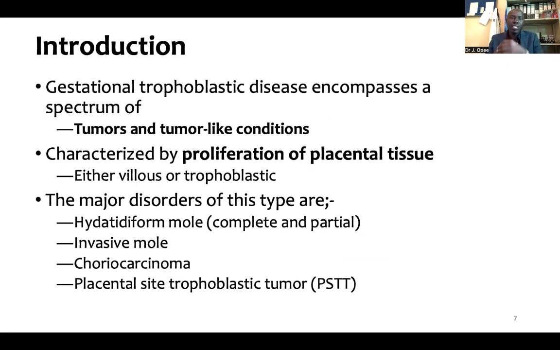Now, just to allude to this part of the introduction, gestational trophoblastic disease, of course, we know already encompasses the tumors and tumor-like conditions that are normally characterized by proliferation of placental tissues, which have either the villous and/or the trophoblastic tissues. And the major disorders in this category, I already mentioned them, the different classification according to WHO. They have what we call the modified WHO plus different subtypes: the hydatidiform mole, which has the partial or the complete, then invasive mole, choriocarcinoma, and placental site trophoblastic tumor.